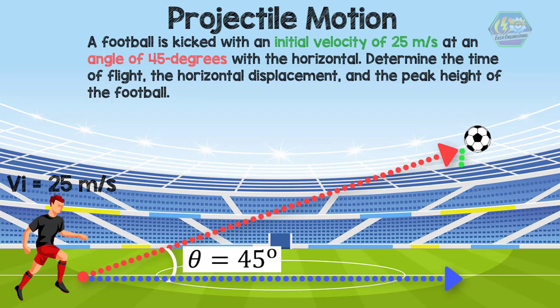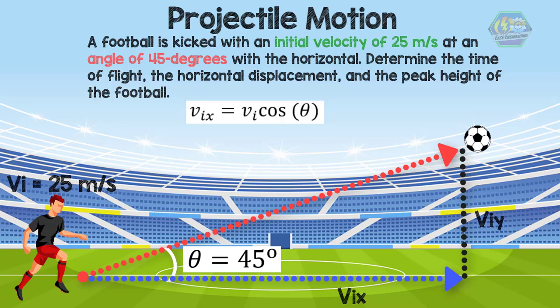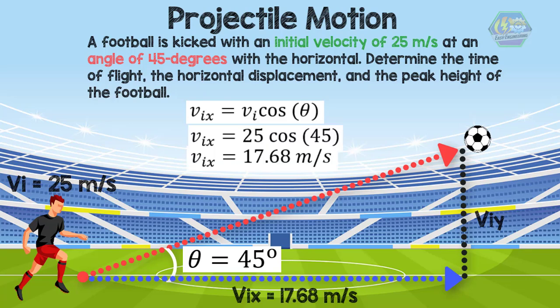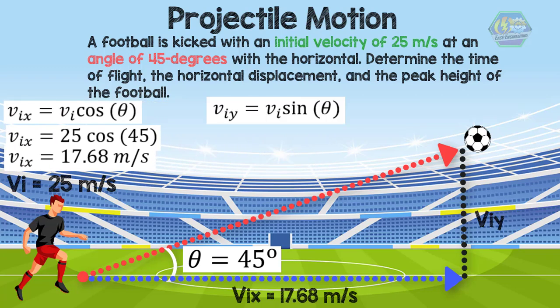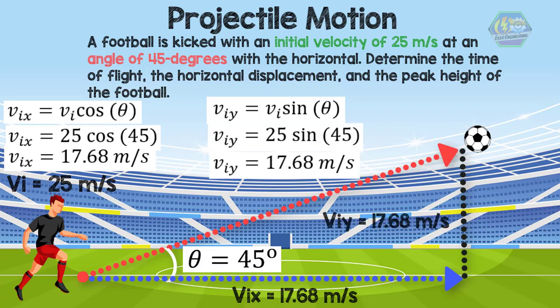First, we need to resolve the initial velocity into x and y components. The x component of the initial velocity is equal to v sub i cosine theta. The y component of the initial velocity is equal to v sub i multiplied by sine theta. So we have now the initial velocity along x and the initial velocity along y.